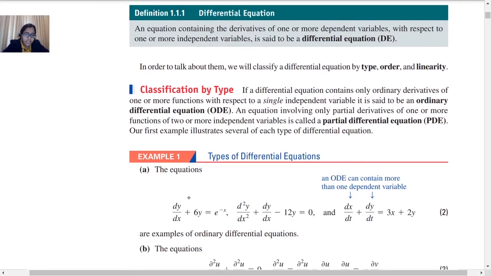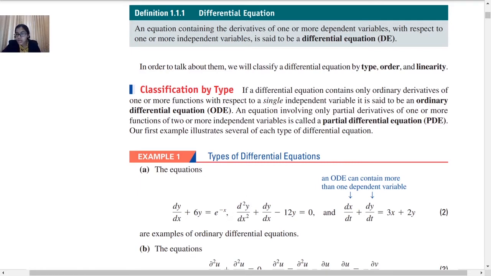So here in this equation there is only dy by dx, that is, it is an ordinary derivative. So this is an ordinary differential equation. Okay, now here also d square y by dx square plus dy by dx minus 12y is equal to 0. Here also there are only ordinary derivatives, so there is no problem.